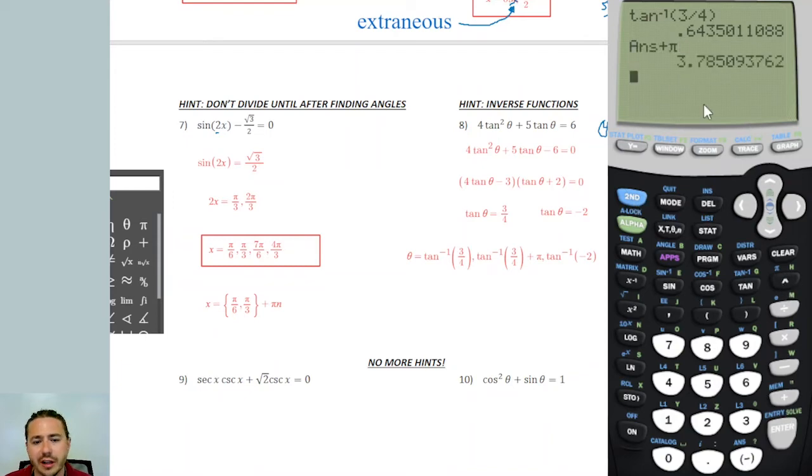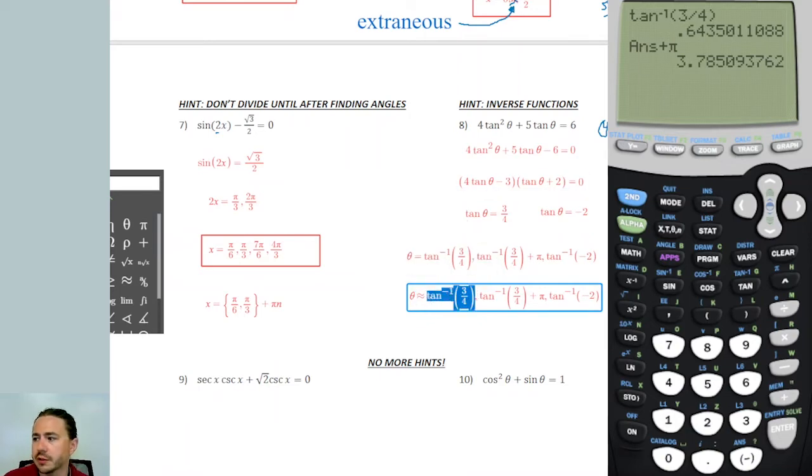The reason why I wanted to check this first is because this one right here, I don't believe is going to be in between 0 and 2 pi. Let's check. So if I'm giving rounded answers, I would say, theta equals approximately, instead of exactly, what did I get for that? 0.644, and then we also got 3.785.